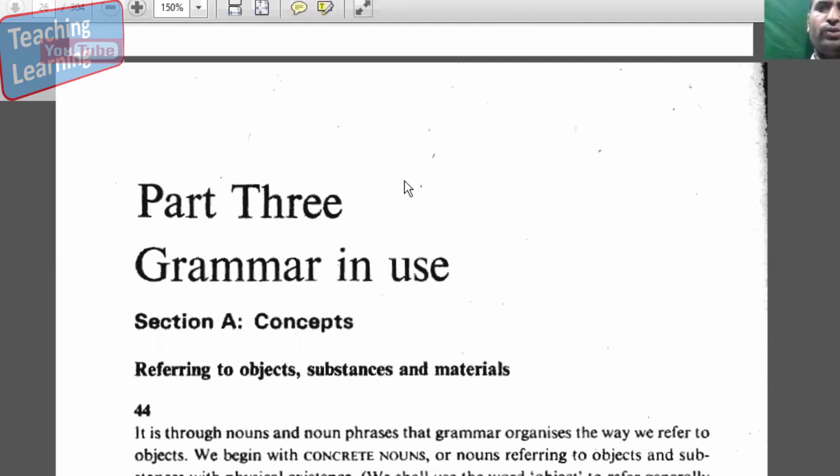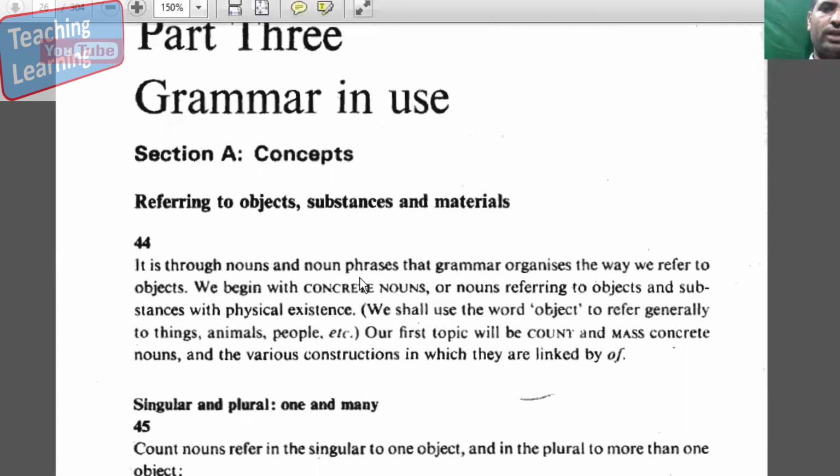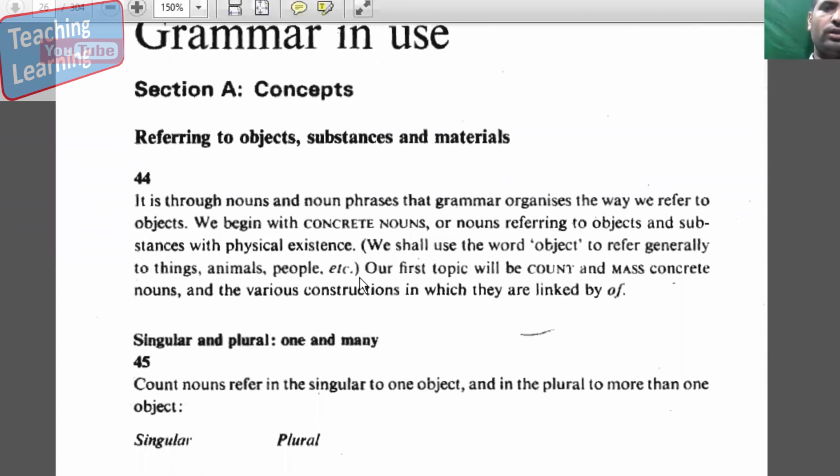Well, so, let's glance at it, not summarize exactly. In part 3, it said here: grammar in use, whatever we did with the section 1 concept, referring to objects, substances, and materials. Look at it, it is through nouns and noun phrases that grammar organizes the way we refer to objects. We begin with concrete nouns, and nouns refer to objects and substances with physical existence. So that way we understand.